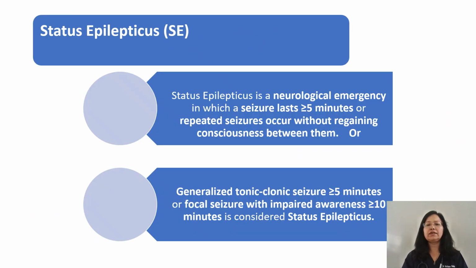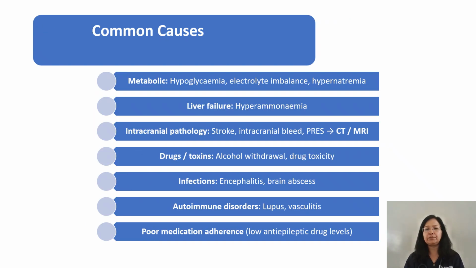So first we'll see the definition of status epilepticus. Basically, status epilepticus is a neurological emergency in which the seizure persists for more than 5 minutes, or the patient has recurrent repeated seizures in between which the patient does not regain consciousness. So that is status epilepticus. One more definition we have is: a generalized tonic-clonic seizure lasting more than 5 minutes, or a focal seizure with impaired awareness lasting more than 10 minutes, is considered status epilepticus.